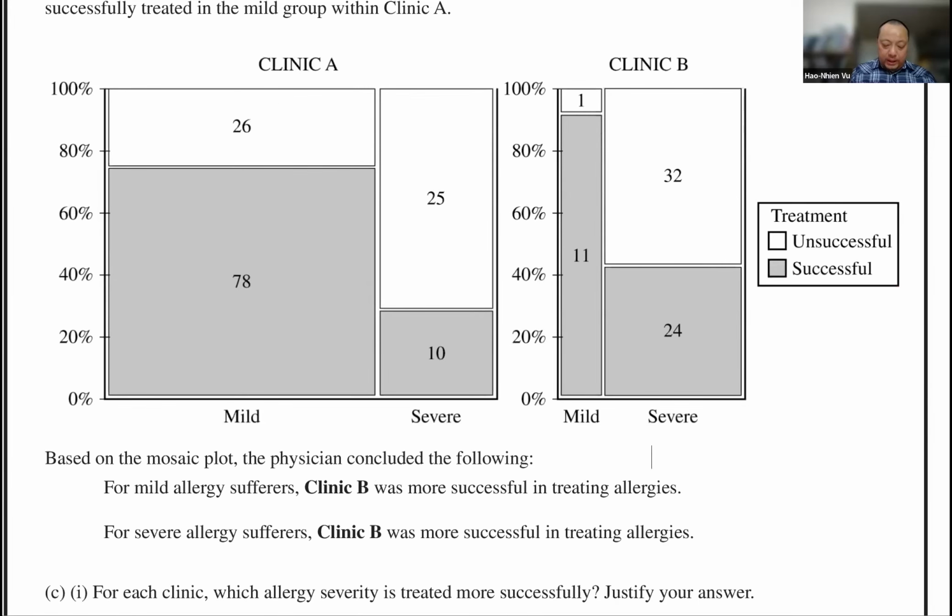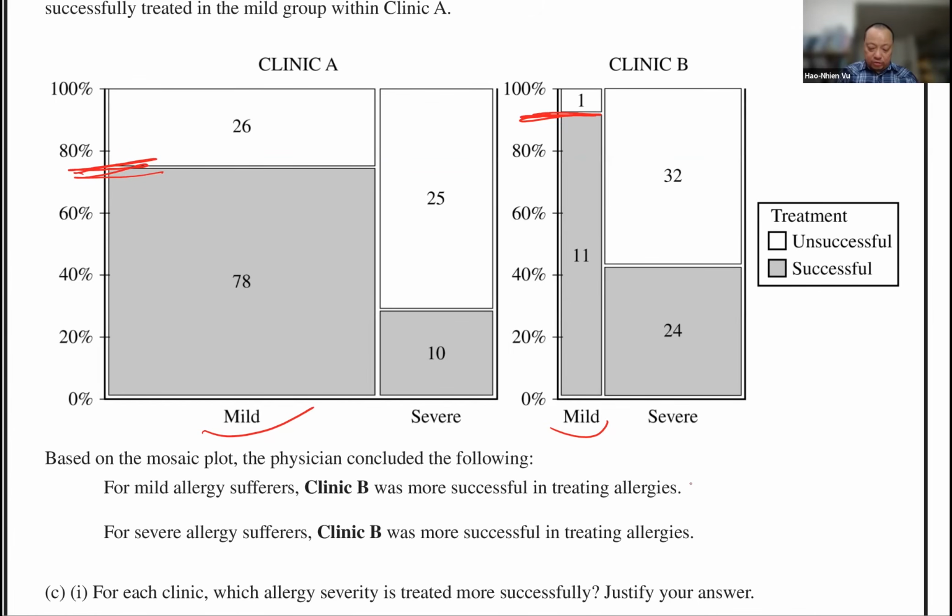Based on the mosaic plot, the physician concluded the following. For mild allergy sufferers, Clinic B was more successful. Yes, because for Clinic B, the success rate is somewhere above 90%, and for Clinic A, somewhere below 80%.